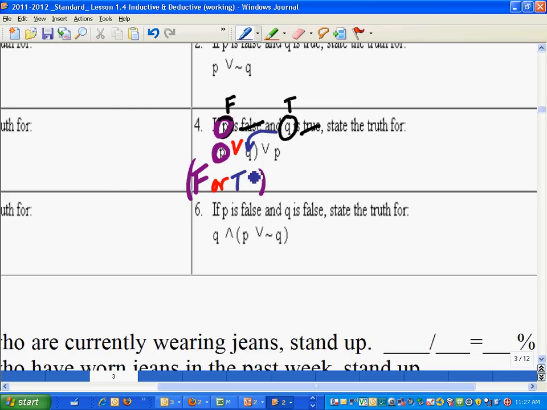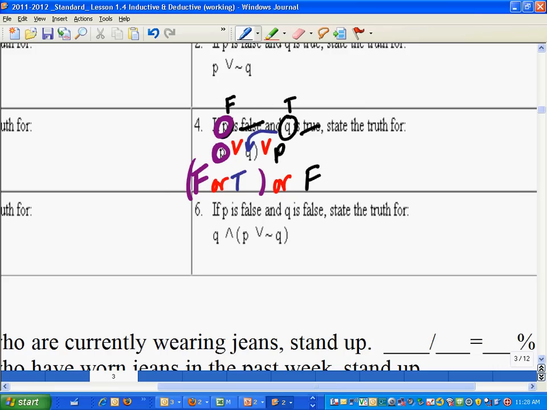One false, one true. The whole value of the disjunction, what do you think? Is that true or false? True or false. It's an or statement. An or statement is only false when both are false. That's what you just said on the other side. So it's a true. So this value here.